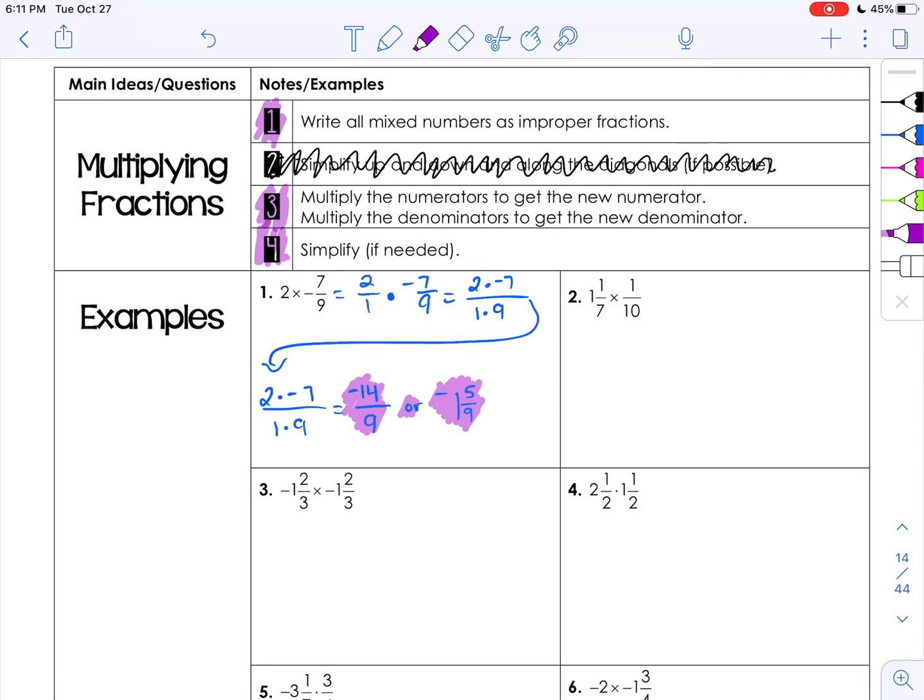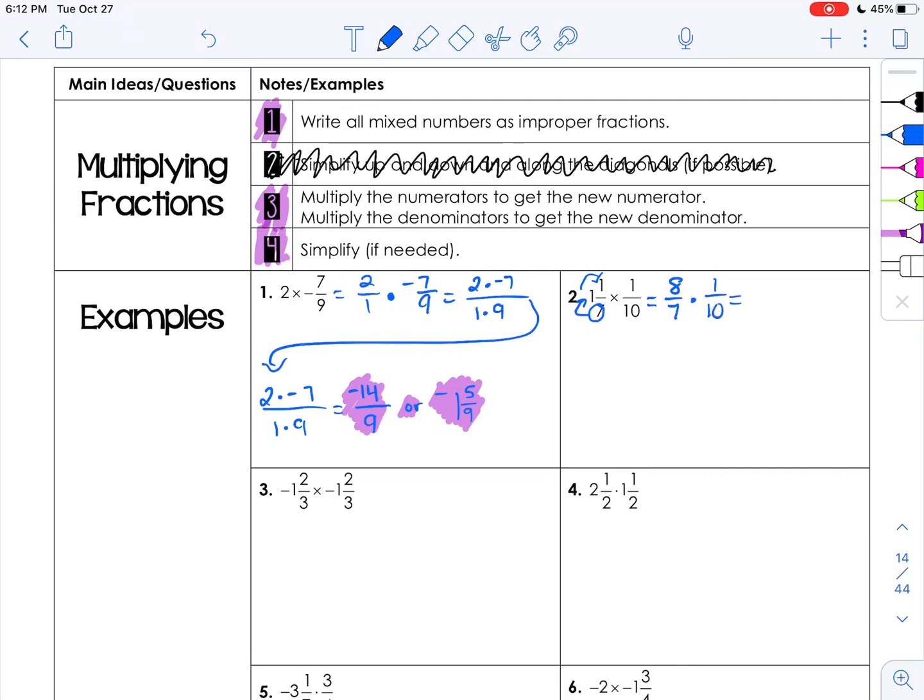Number 2. First, we need to make sure that we're dealing with all proper and improper fractions. Our first number is a mixed number, so we need to rewrite that as an improper fraction. Remember, to rewrite it as an improper fraction, we multiply our denominator times our whole number plus our numerator. 7 times 1 is 7. 7 plus 1 is 8 over 7 times 1/10.